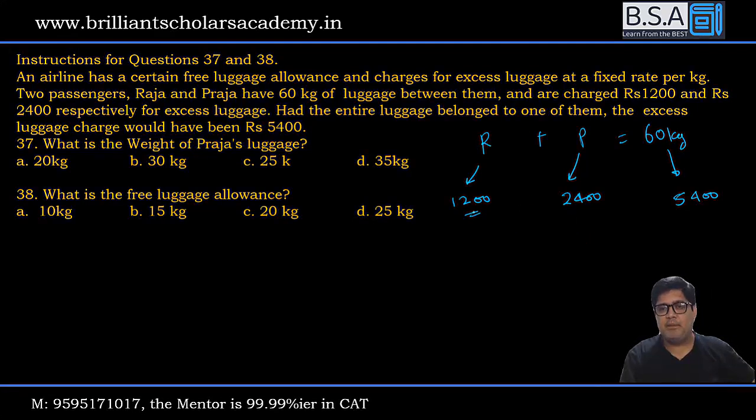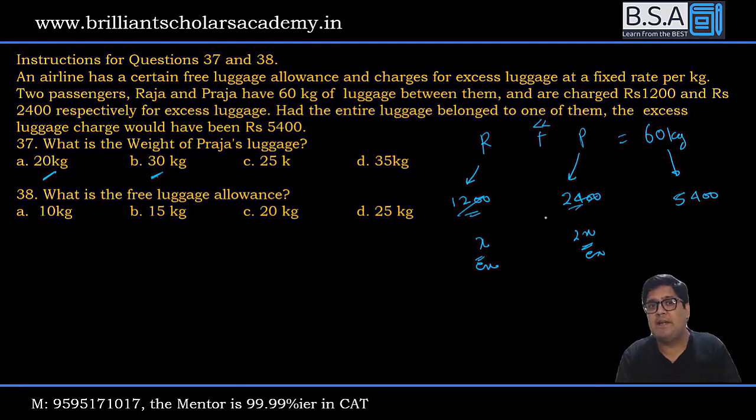Can I say, because payment is double, this leads to a conclusion: the extra luggage is also double. Furthermore, when somebody pays more money, that means that person is carrying a higher amount of luggage. So if Praja carries 20 kilograms, Raja will carry 40, so that goes the wrong way. If Praja carries 30 kilograms, Raja will carry 30 kilograms. Payment should be the same. That also cannot happen.